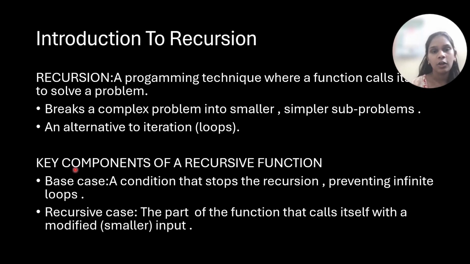The next one is key components of a recursive function. Base case: it is a condition that stops the recursion, preventing infinite loops. The next one is recursive case. It is the part of the function that calls itself with the modified or smaller input.